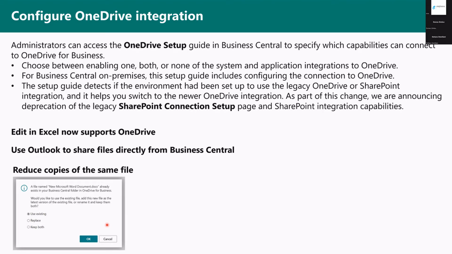And here you can specify, for example, that the online version of OneDrive, Excel, Word, and so on can be used when editing documents. Editing in Excel now supports OneDrive. So when you click on Edit in Excel, the OneDrive web version opens, and you can specify that it will be mandatory. You can also share files directly from Business Central. And when you share a file in OneDrive, now it asks you if you want to use the existing file, replace it, or keep both. So use existing is a new option that is available.